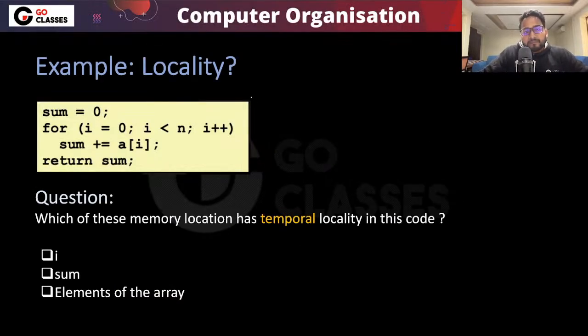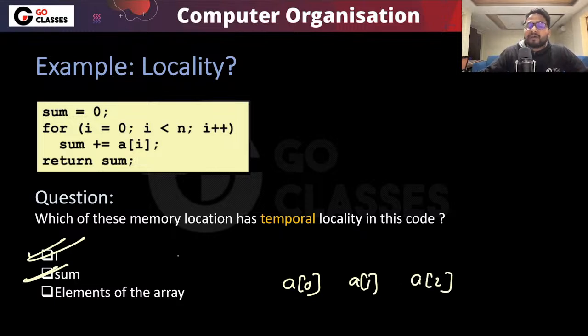So let's just do a quick example. Suppose this is some for loop that I have written. In this for loop, I'm summing up some array. If I ask you which of the following follow temporal locality in this code, temporal locality means I'm accessing the same thing again and again. Am I accessing i again and again? Yes. Am I accessing sum again and again? Yes. Am I accessing elements of the array? No, right? I'm not accessing only a0 again and again. a0 got accessed only one time, and then a1 got accessed, then a2 got accessed.